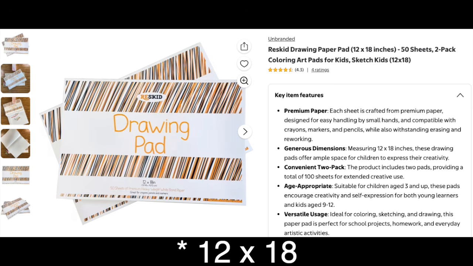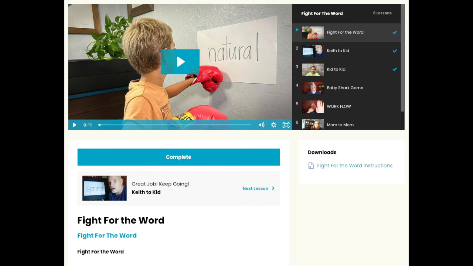The last thing we're going to look at is blowing these words up big and putting them on the wall. So go out to Walmart and get a 14 by 18, a larger size pad, and they can trace on the wall. This is part of a drill called Fight for the Word that comes with my course. You can find a link to my course below. I want you to pay attention to the tracing aspect of this drill.